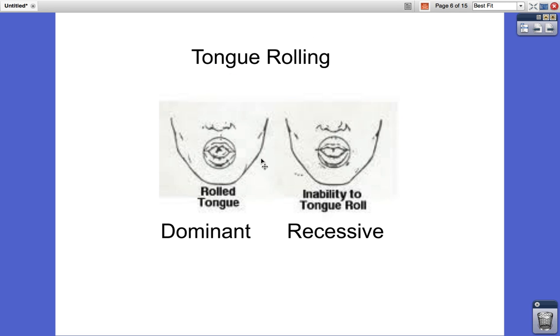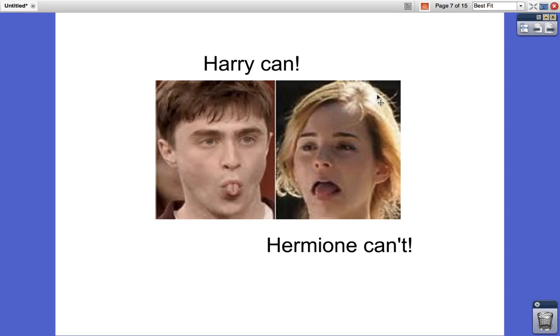Tongue rolling. This is a trait that's actually quite a bit of fun to look at. Those people who can roll their tongue have the protein built that allows their muscles to actually do this. Those people who can't, just flat can't. Some famous people can and can't as well. Harry Potter can. Hermione, not so much.